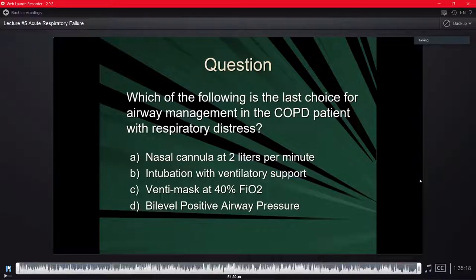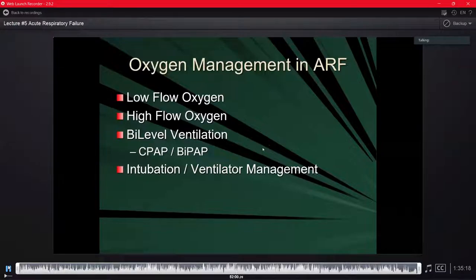So, really quick, which of the following is the last choice for airway management in a COPD patient? Just said it. Which one's the last choice? We don't want to intubate. The absolute last choice for a COPD patient, chronic bronchitis, or emphysema would be intubation. Asthma is not the case here. With asthma, there's nothing wrong with intubating that patient early. That's why I don't like asthma being clumped in with COPD.